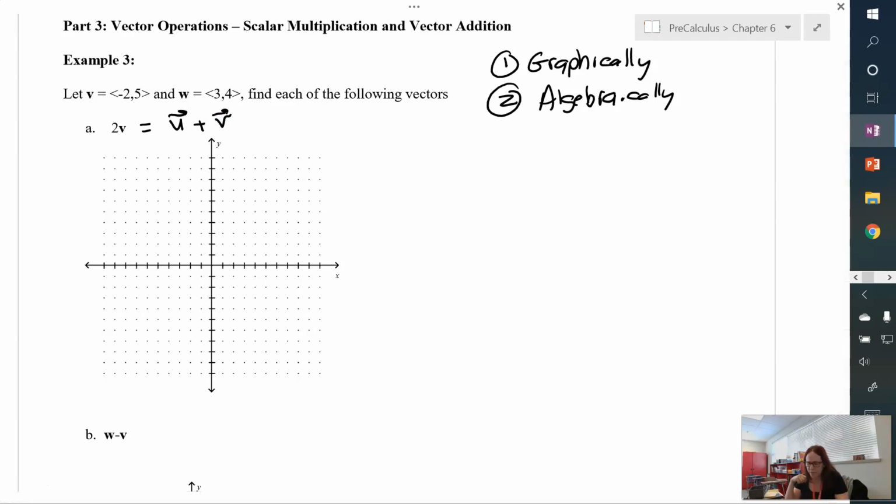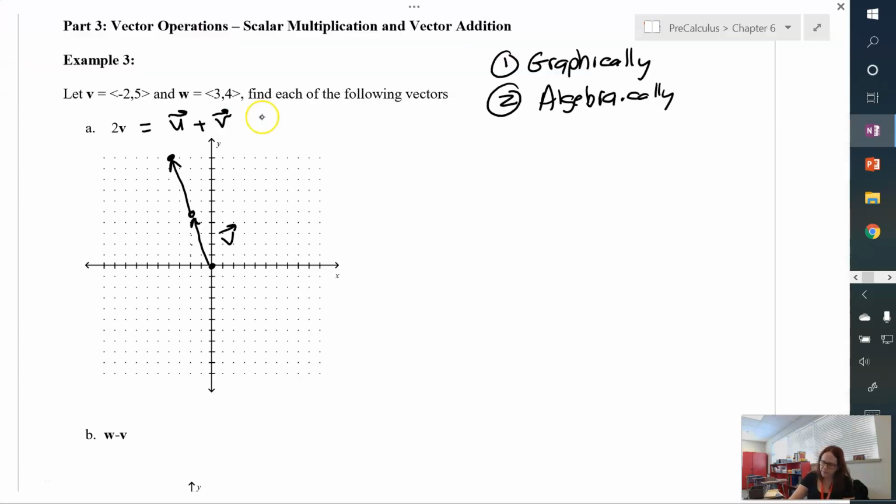So my components for vector v are -2, 5. So I start here at the origin. I go -2. I'm going to go up 5. 1, 2, 3, 4, 5. There's my terminal point. So this is vector v. That's one of them. Now I've got 2 of them. So from this midpoint here, I'm going to go another 2 back and then another 5 up. And this is my resultant vector.